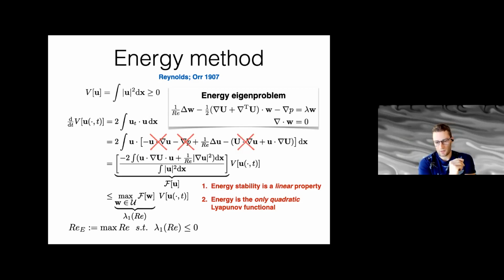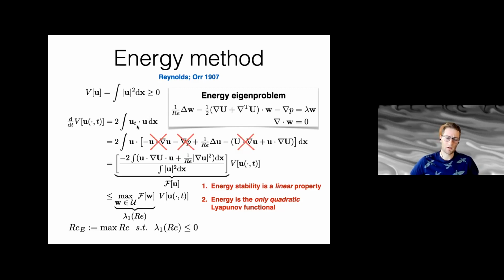energy, the L2 energy, is the only quadratic Lyapunov functional that we could possibly try to use. The reason being, I needed this cubic term to vanish. Right? If this cubic term hadn't vanished, then the maximum of the f functional would be plus infinity, and this analysis would never succeed, right? So in other words, I needed energy to be conserved by the nonlinearity of Navier-Stokes. Another way to say that is I needed energy to be an invariant of the Euler equations, which it is.